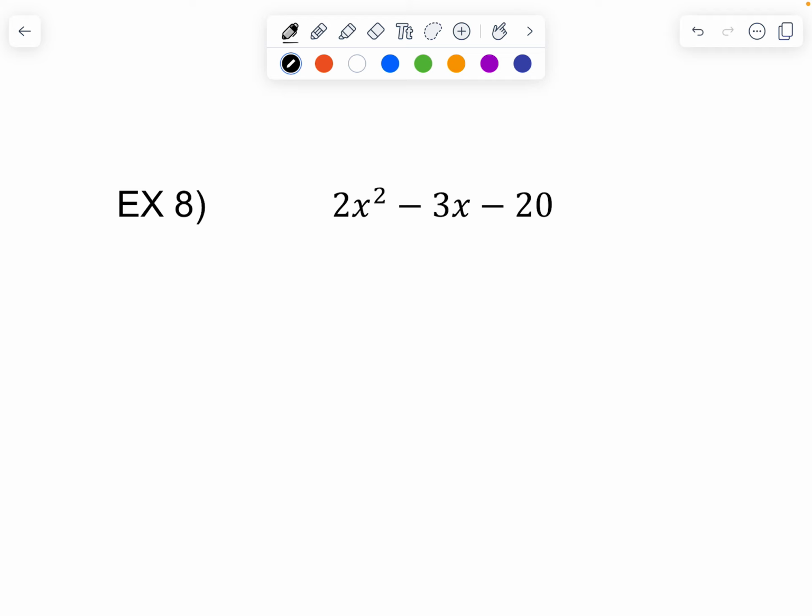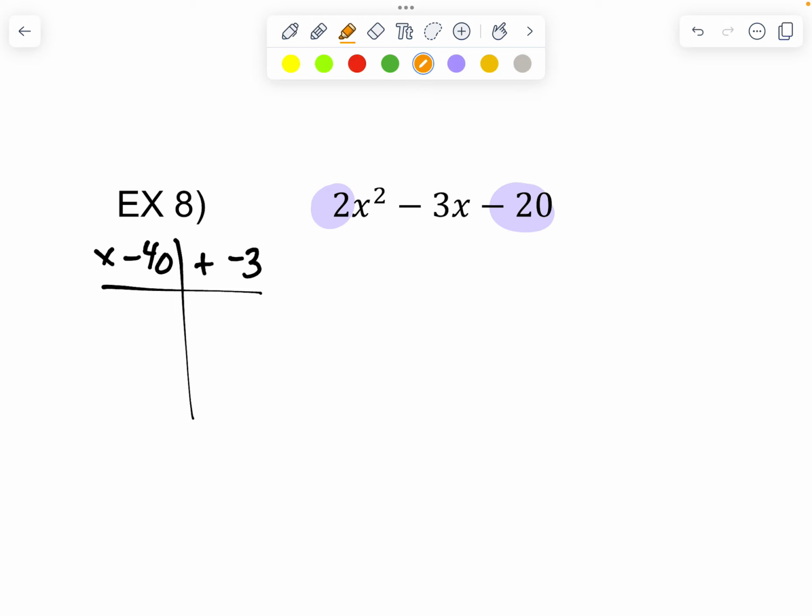We need to be a little bit more careful. So we have to add a layer of difficulty to this. What we did is we made a chart. We said they had to multiply to get the outside numbers, which is 2 and negative 20. So they have to multiply to get negative 40, and they've got to add up to the middle term, which is negative 3.